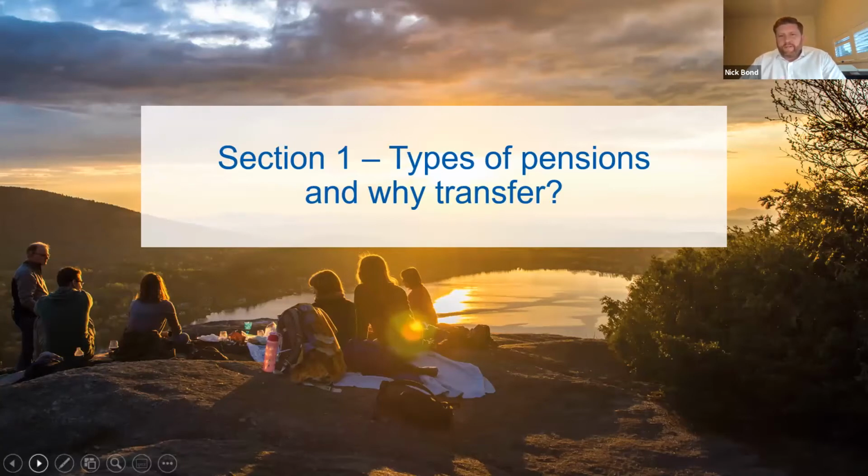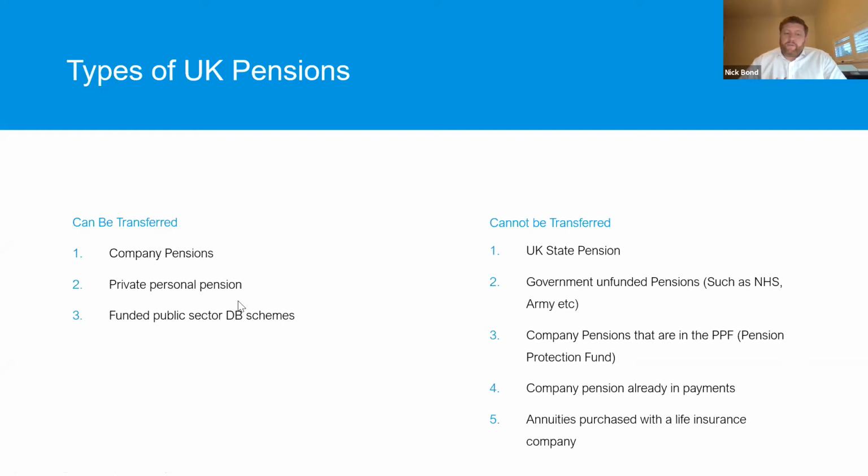So I'll start off by talking about what types of UK pensions you might have and why you may wish to consider transferring those. So the types of UK pensions that can be transferred, most company pensions can. By company pensions, I mean defined benefit schemes, or you may be familiar with them as final salary schemes. Also defined contribution company schemes where your employer may have set up a scheme for you and they're paying in as well as you yourself.